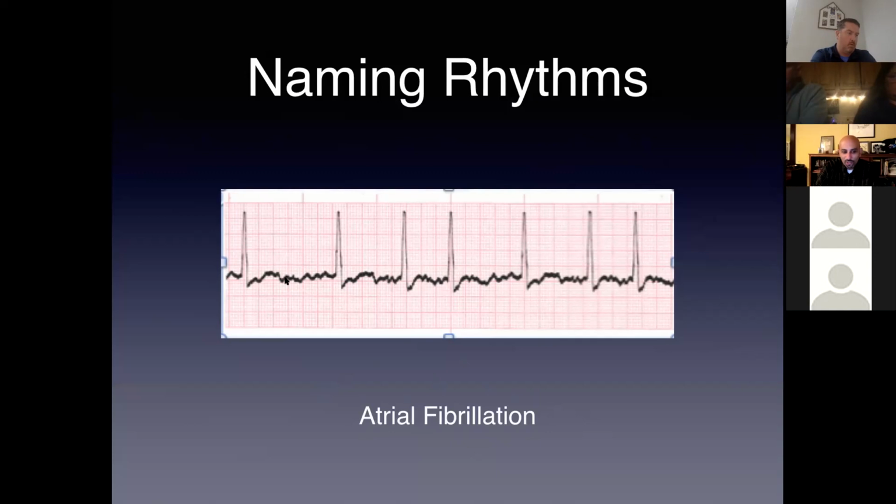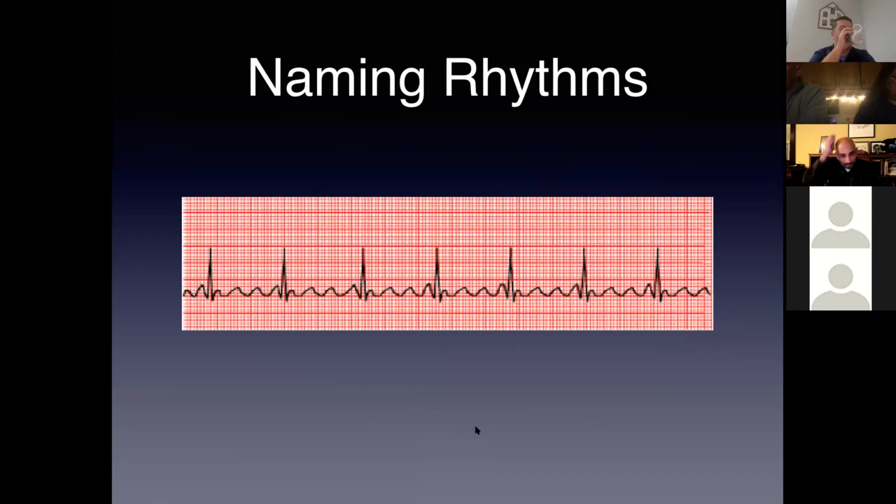The impulses are generated in the atria, but they're not organized. And so there's no real P waves, and the QRSs are usually narrow and irregular. So that's atrial fibrillation. In a similar way, A-flutter. So this is a little more organized activity in the atrium, and it's atrial flutter.